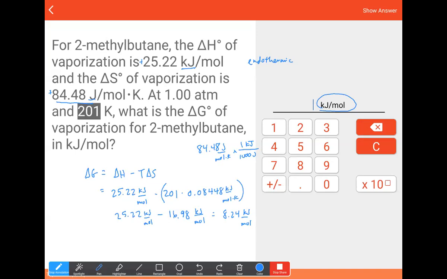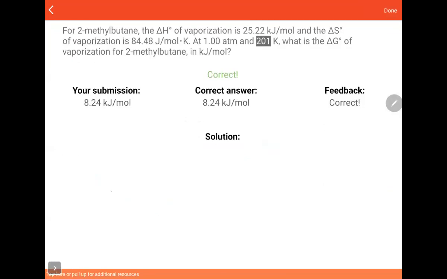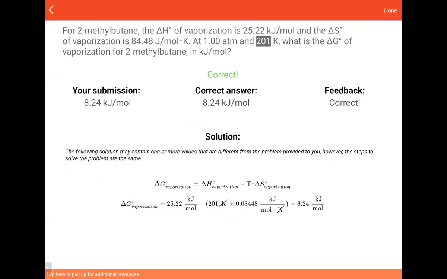So let's put in our number, 8.24. And there we go. So make sure it's in Kelvin, which is given to us in this case, and then make sure our units are the same throughout, kilojoules.